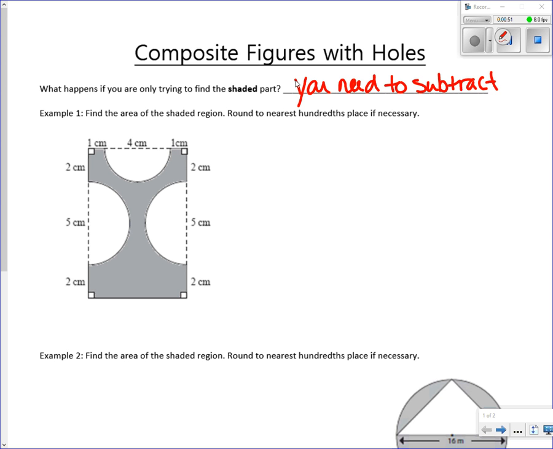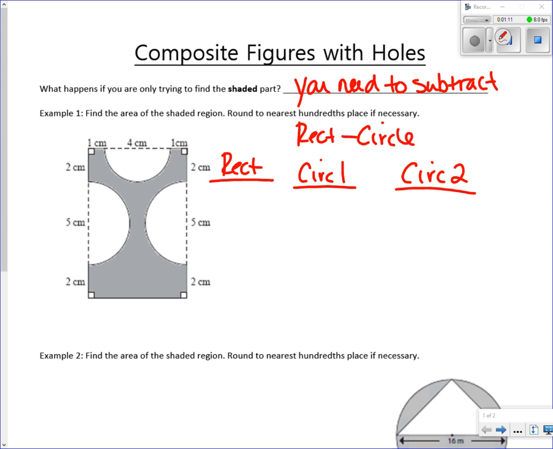My overall shape is going to be a rectangle, I'm going to abbreviate. And then I have circles. But if you look at the circles, you have two different shapes of circles. So I'm going to call it circle 1 and circle 2. So overall, to only find the shaded area, I'm going to do the rectangle minus the circle. Okay, so that is my goal by the time we leave.